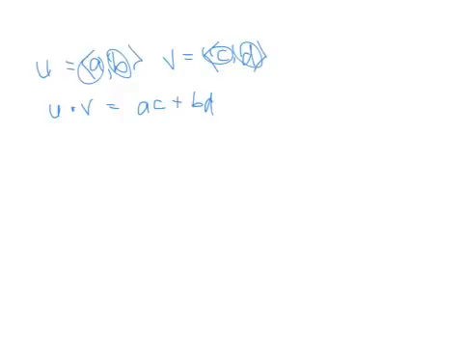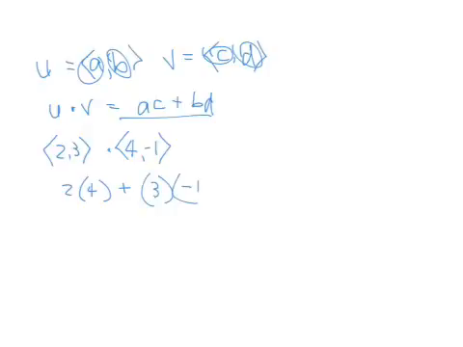Okay? So let's look at the dot product of, say, 2, 3, and 4, negative 1. What we're going to do is multiply the x's and add my y's. And I'm going to get 8 minus 3, which equals 5. Okay, not much to that.